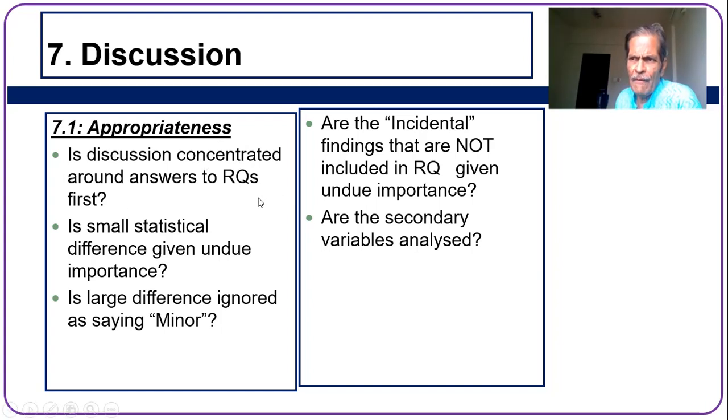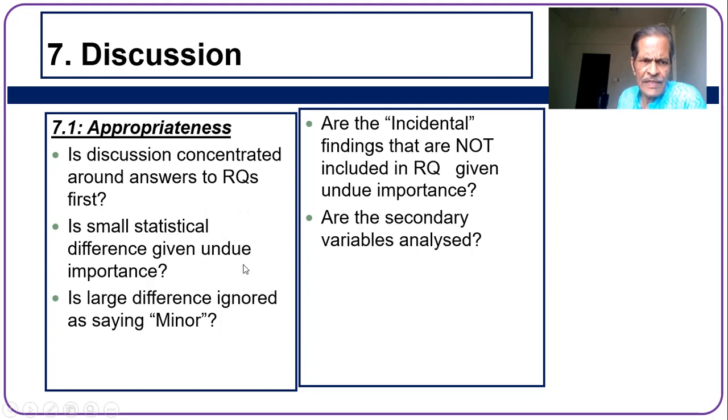If the author deals first with variables not in the research question, we may infer that nothing of importance has been found by that author related to the variables in the research question, and that's why he is dealing with variables not in the research question. So the discussion should be concentrated around the answers to the research question first. What was the answer received by the statistical analysis of the observations? That must be mentioned first in the discussion, and then a person may proceed to the secondary variables.